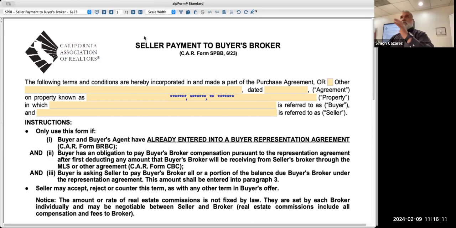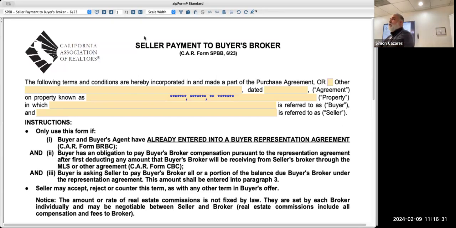And I know it's a lot of moving parts and it's a little confusing, and I'm trying to make it as simplistic as I possibly can, but we're still going to have questions, okay? In essence, this part of the seller payment to buyer broker is only utilized again for the purpose if you do have a buyer representation agreement, right?